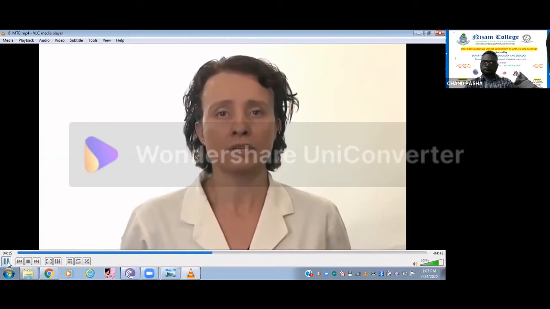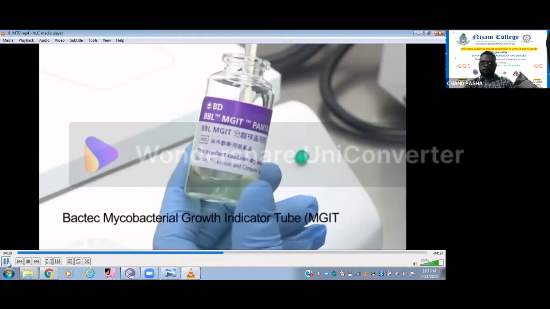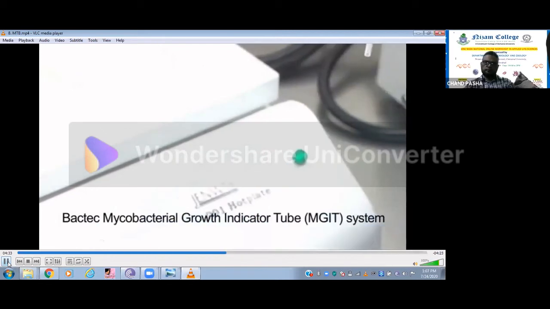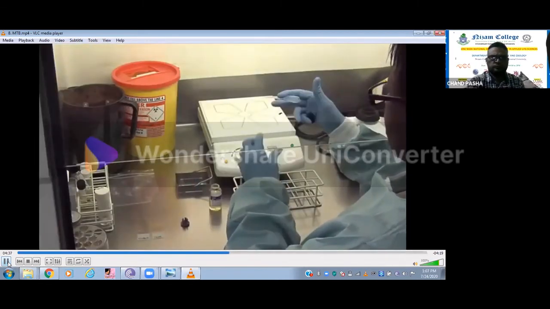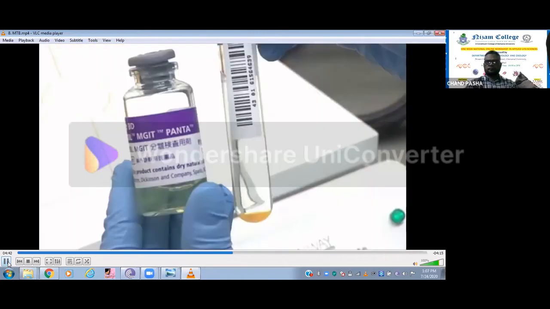The final buffered deposit is inoculated into a liquid culture media and a solid slope culture media. The liquid culture media is a commercial-based system for mycobacterial culture. It is known as the Bactec Mycobacterial Growth Indicator Tube System, with the acronym MGIT or MIDGET. The MIDGET tube contains a modified Middlebrook culture broth and an antibiotic supplement.